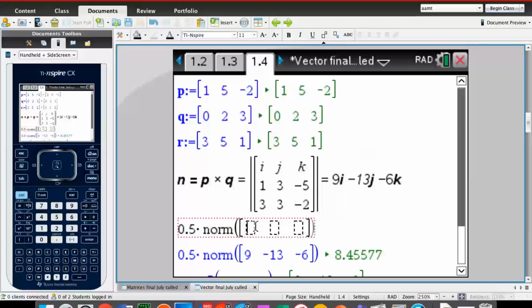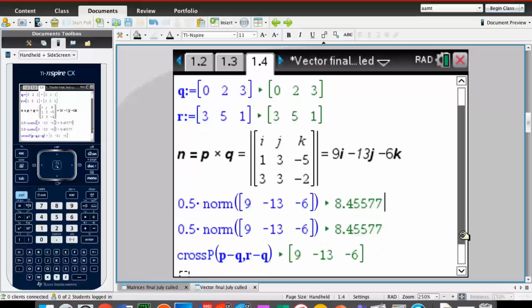You could go down as well. So we'll put in 9, -13, and -6, and remember, don't jump outside the box, you have to be inside the box, so you have that red dotted rectangle around it. Hit enter, so that should be the area of the rectangle.